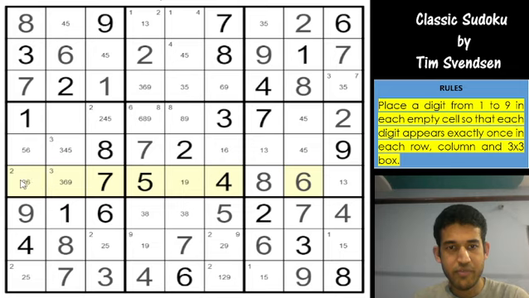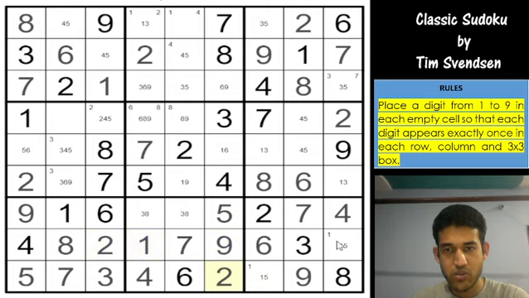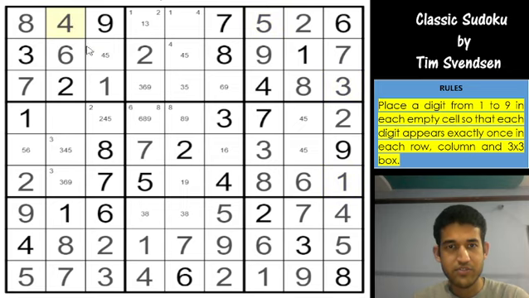6 is eliminated from here, so that's a 2. Which means this would be 5. That has to be a 2. This would be a 9. This would be a 1. That has to be a 2. That will be 5. That's 1. That is 3. That's 1. That's a 3. That's a 5. That is 4. That's 5. That's 4. That has to be 6 for the column, which means this will be 1.